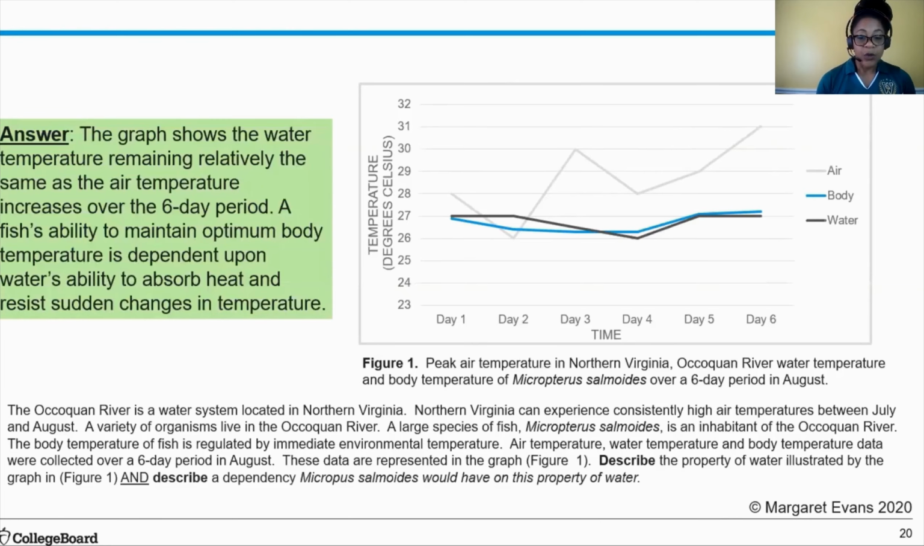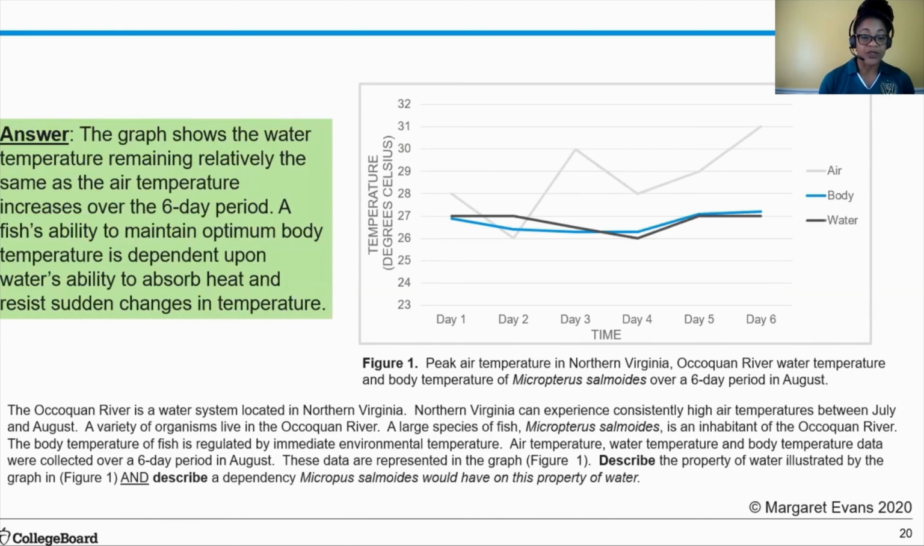All right. So we're looking at describing the property of water illustrated by this graph. And so the answer that I have is that the graph shows the water temperature remaining relatively the same as the air temperature increases over the 6-day period. And this is demonstrating water's high heat capacity. Now, if you notice, it is a describe, so you must describe how this visual represents that, as opposed to just saying it's representing high heat capacity. And that's the difference between an identify and a describe.